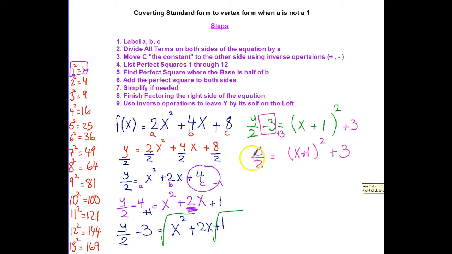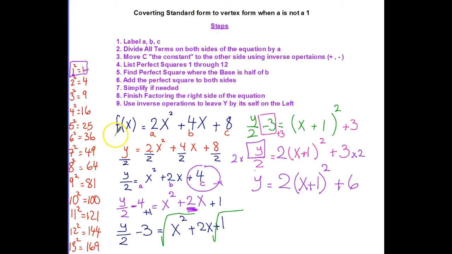Now, I need it to be in terms of y. So I need to get rid of that 2. Again, fraction means division. So if I'm dividing by 2, I have to multiply every single term by 2. So y equals 2, where 2 is my new a, times x plus 1 all squared plus 6. And that's your answer.